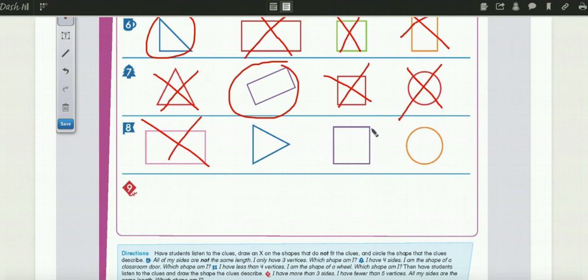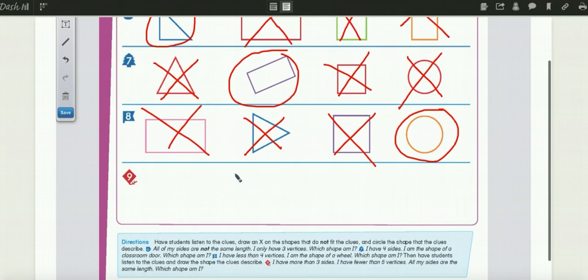Does this one have less than 4 vertices? No. Does the circle have less than 4 vertices? Yes. The next clue says, I am the shape of a wheel. Do you see wheels in the shape of a triangle? No. Are they wheels the same shape as a circle? Yes. Good job.